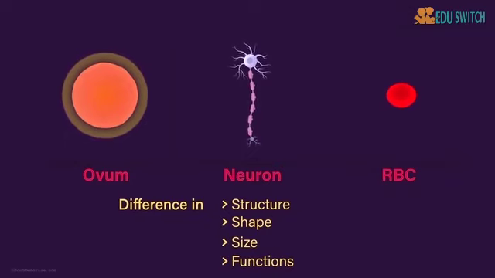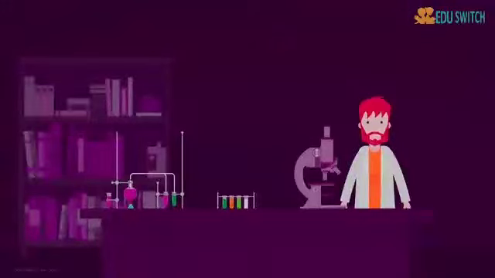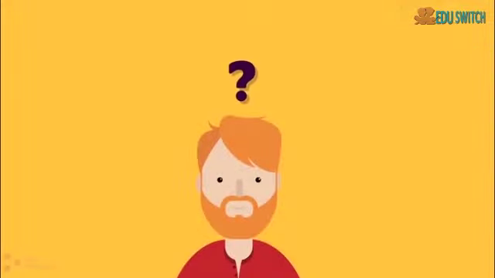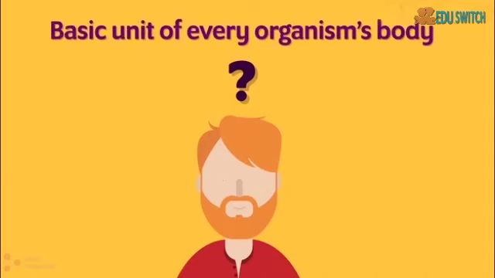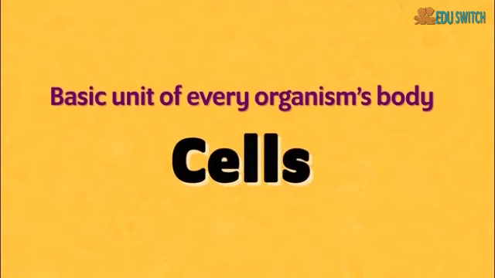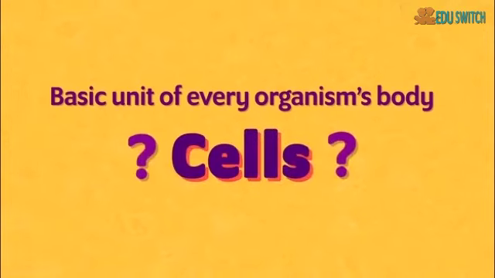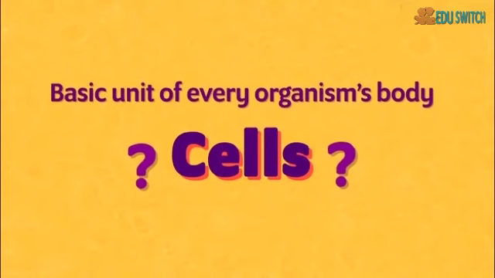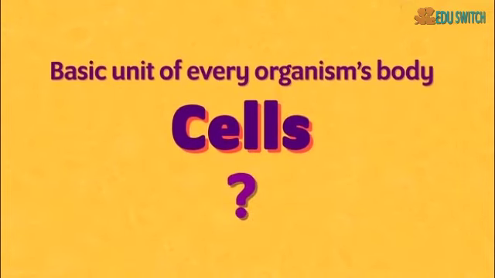We have this knowledge today, but ever wondered how all this was actually discovered? Let us go back in time and have a look at the history of cellular studies. If I ask you what forms the basic unit of every organism's body, I'm sure you'll agree that it's cells. This seems obvious now. But how was this discovered? How were cells discovered? Who worked on cells to understand them so well?